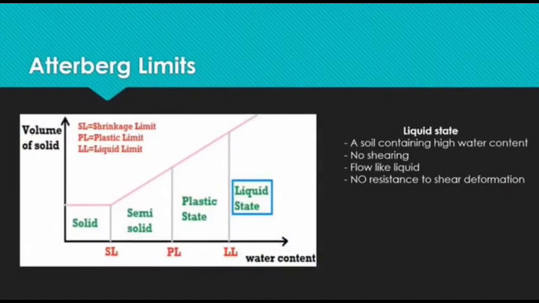Swedish chemist and agricultural scientist Albert Atterberg mentioned that, depending on the water content, the consistency of fine-grained soil can be divided into 4 states. The first one is liquid state. In this state, a soil contains high water content. It offers no shearing resistance. It can flow like liquid and it has no resistance to shear deformation.